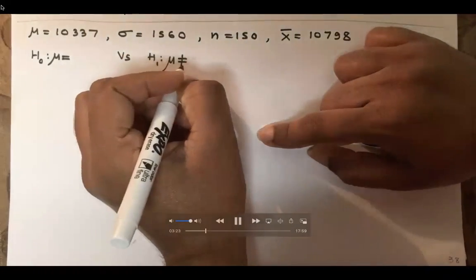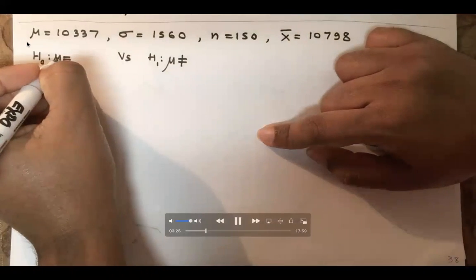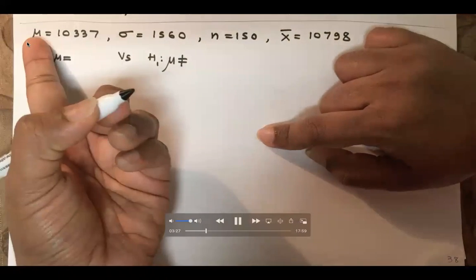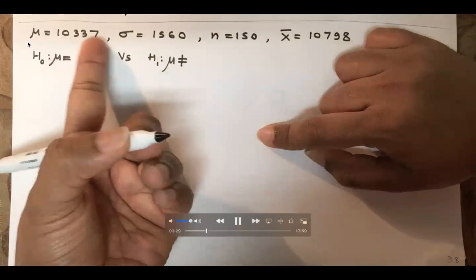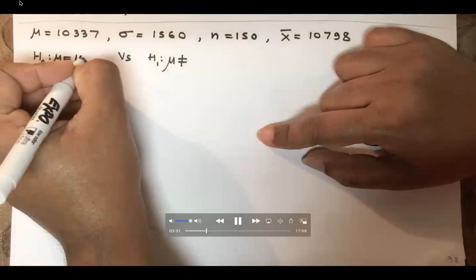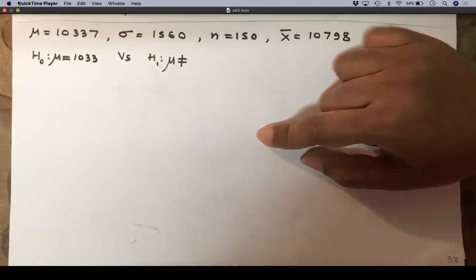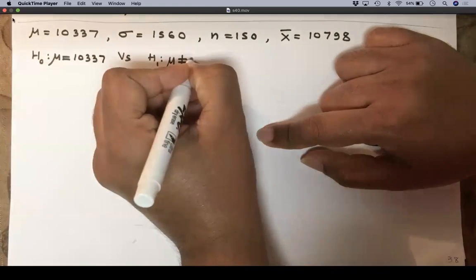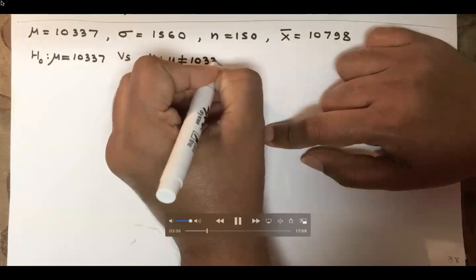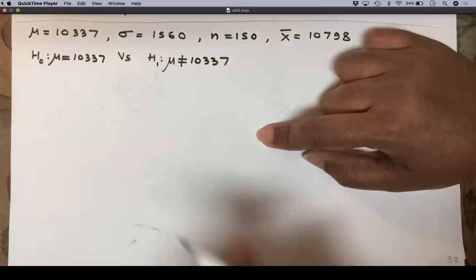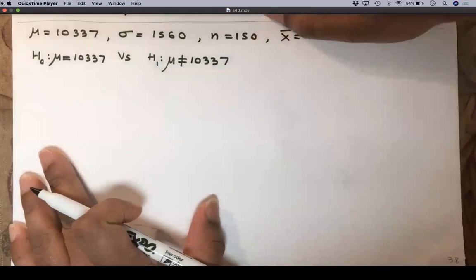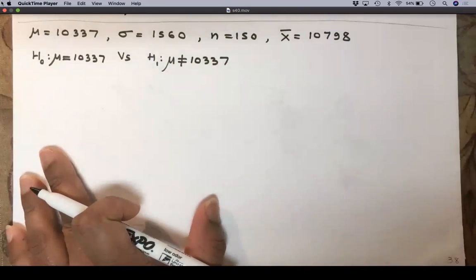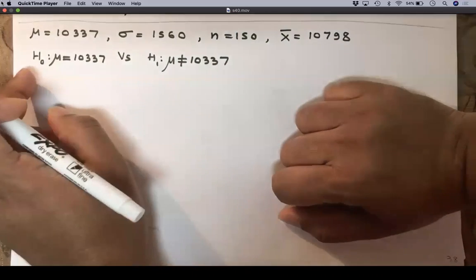Then what is our hypothesized value? It is our mu, and here we already have that value. Mu is equal to 10,337. It is the same value, our hypothesized value. So this is my hypothesis. The first step is to write down the hypothesis.